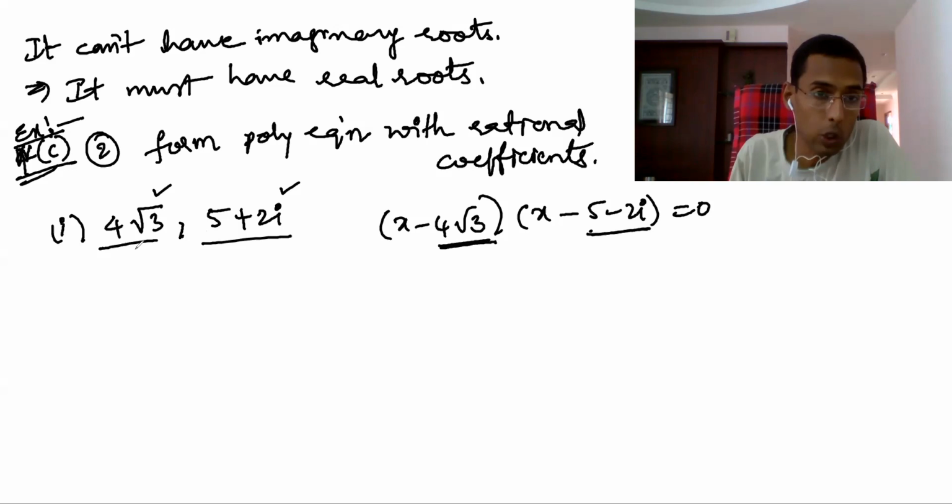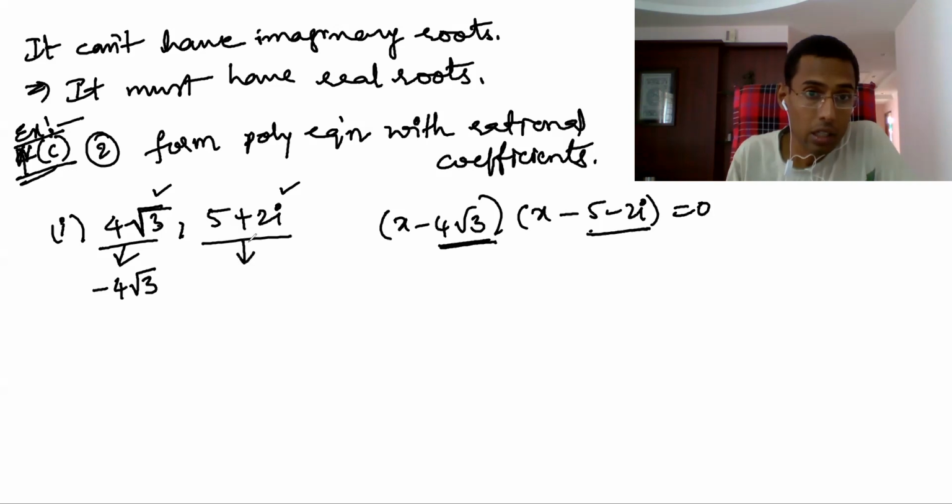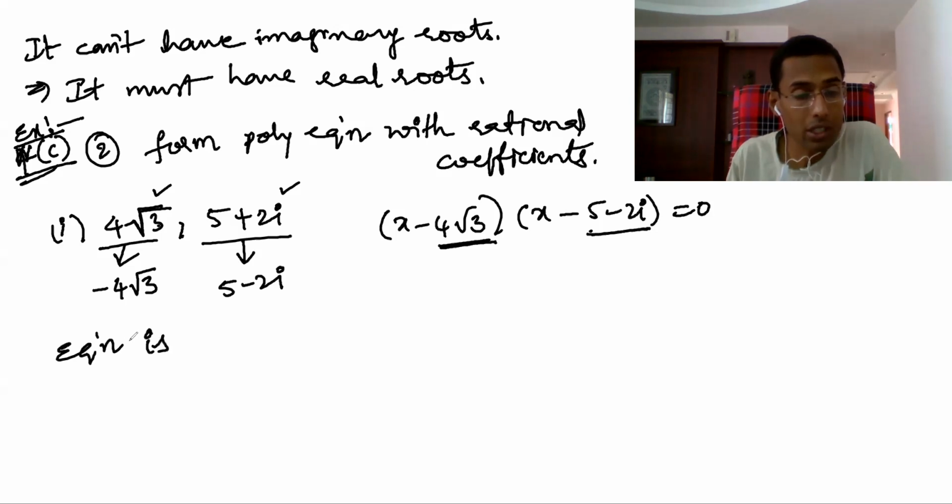Therefore, the conclusion is that if you need rational coefficients, then if 4 root 3 is a root, minus 4 root 3 must be another root. And if 5 plus 2i is a root of an equation with rational coefficients, then 5 minus 2i must be another root. So now, how do you form the equation?